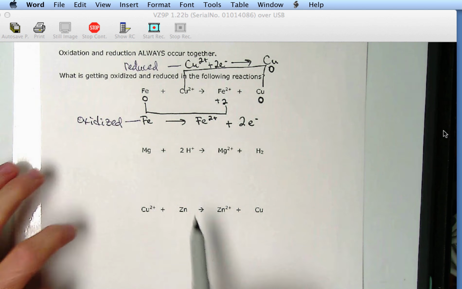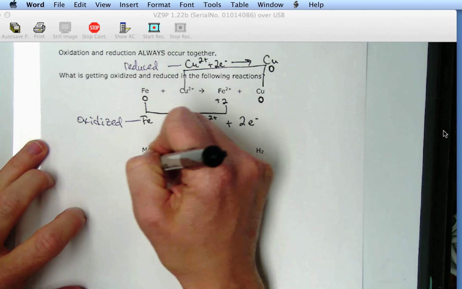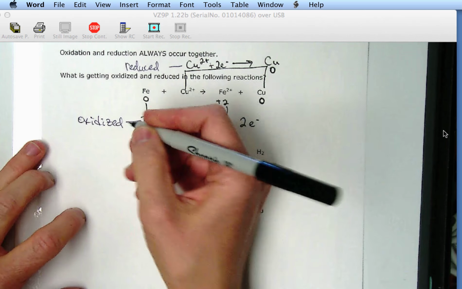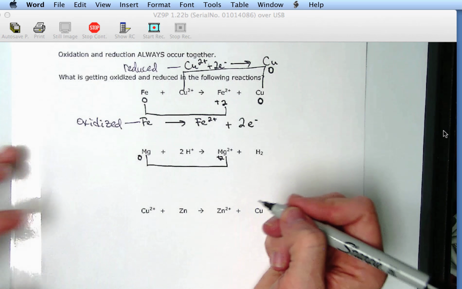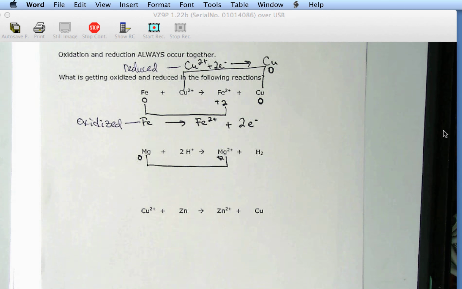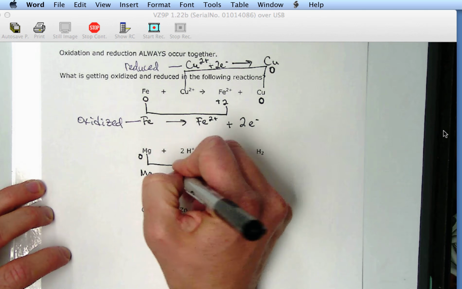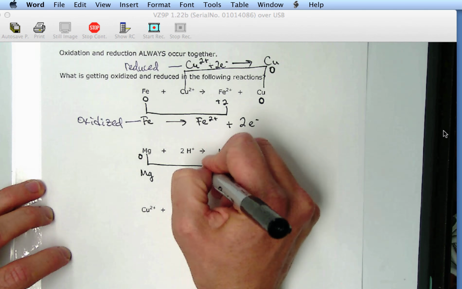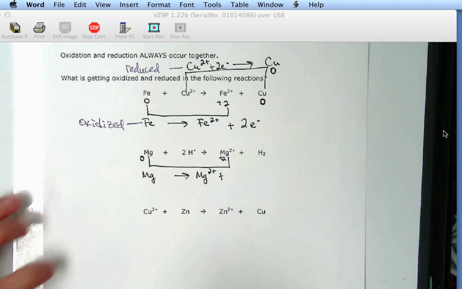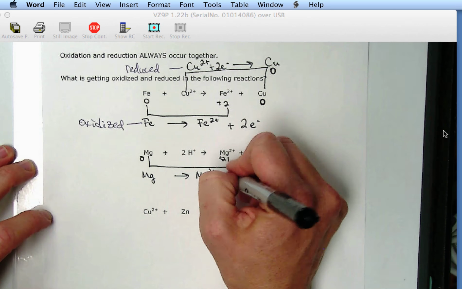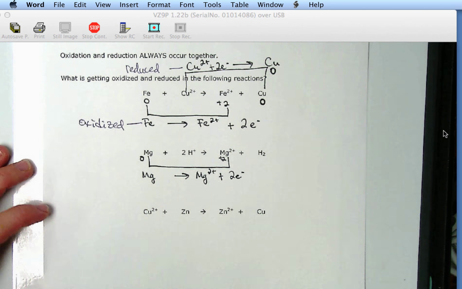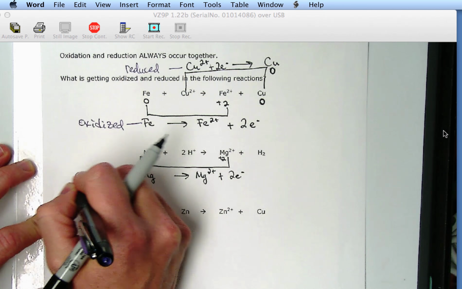So let's go on to the second one, where you have magnesium, so it's going from 0 to +2. You can write out the half reaction. That definitely helps. Mg going to Mg2+. And where do your electrons go? Left or the right? Right. So then we picked it out again. This one's getting oxidized.